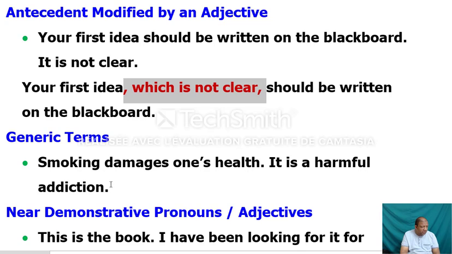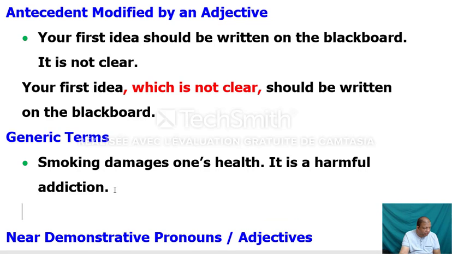Number 3, smoking damages one's health. It is a harmful addiction. Generic terms means when we speak about smoking, we are not going to have different types of smoking. All of us, we understand smoking. When I speak about love, when I speak about abstract nouns, when I speak about solidarity, another word, for example, tenderness. So in this case, you are not going to tell me which smoking you are talking about, which love are you talking about. You see? So these ones, like smoking, love, solidarity, and so on, we call them generic terms.